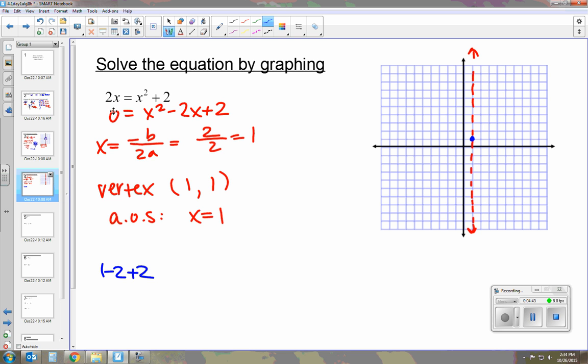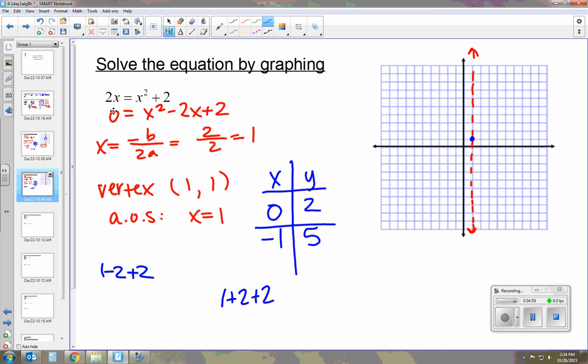And then let's do a table of values real quick. Let's try 0. If we try 0, that'd be 2. And let's try negative 1. So we do 1 plus 2 plus 2, which would be 5. So (0, 2), reflect it, and then (negative 1, 5), 1, 2, 3, 4, 5, and reflect that. Well, when we graph this, there are no x-intercepts, so this is no real solutions.